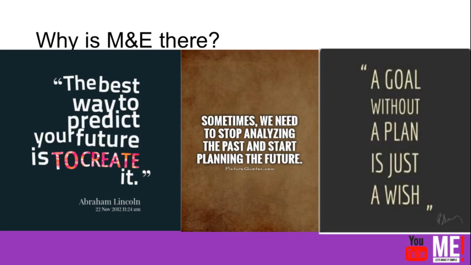The best way to predict your future is to create it. The next quote says, sometimes we need to stop analyzing the past and start planning the future. The next one: a goal without a plan is just a wish. Meaning that if you want to achieve your goals, your aspirations in life, you need to have a plan. This is where most people get it wrong. Things don't just happen miraculously, you have to be working towards it. The only way you're going to know whether you are actually moving successfully towards your achievements is if you employ the M&E interventions.